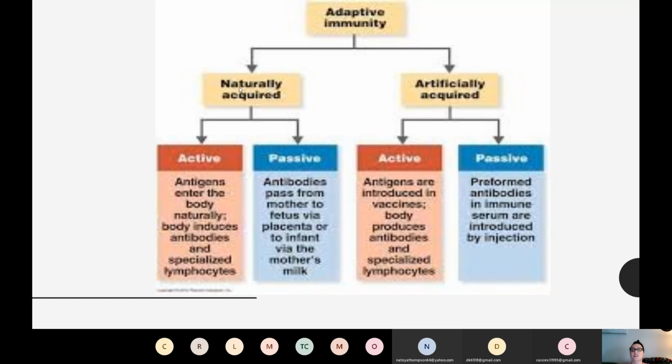But basically something that is natural, we would think of it like you caught the cold, and now you naturally acquired it. So you have active antibodies.